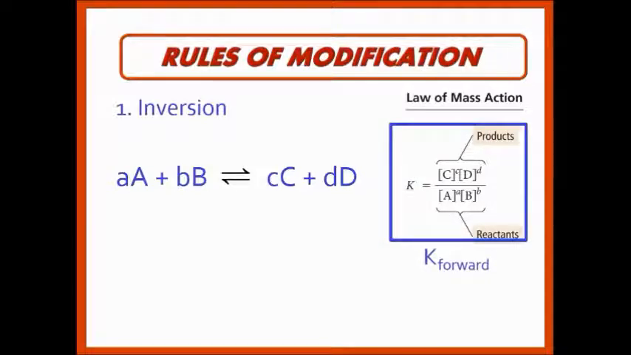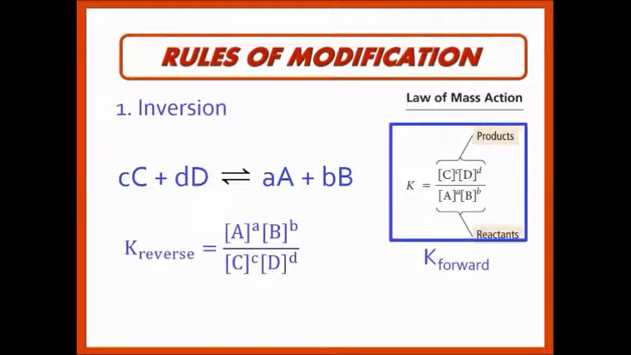However, if the reaction is modified and is reversed, the reactants become the products and the products become the reactants. Therefore, K reverse should be expressed as the concentration of product A raised to its respective coefficient A times the concentration of product B raised to its coefficient B over the concentration of reactant C raised to its coefficient C times the concentration of reactant D raised to its coefficient D. Therefore, we can see that mathematically K reverse is equal to 1 over K forward. This process is known as inversion.